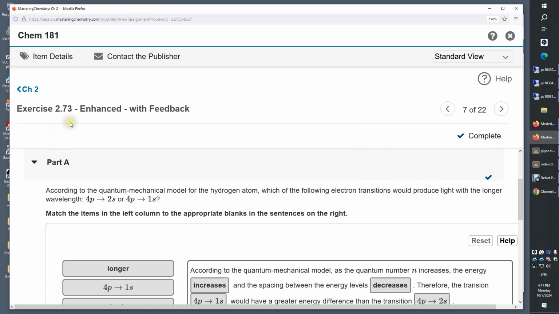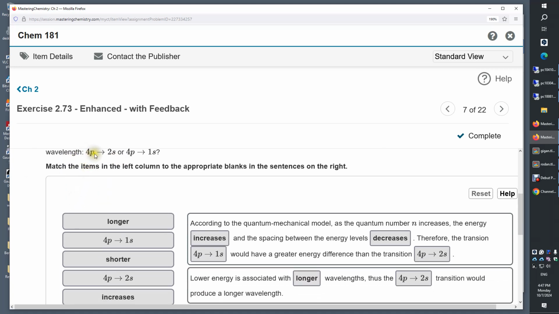Exercise 2.73, Part A. According to the quantum mechanical model for the hydrogen atom, which of the following electron transitions would produce light with the longer wavelengths, from 4p to 2s, or from 4p to 1s? According to the quantum mechanical model, as the quantum number increases, the energy increases.